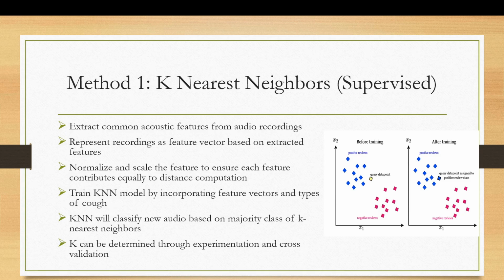in the model. As you see on the right side, the KNN model prioritizes local similarity since it only considers the k nearest neighbors. By training the KNN model, we would incorporate feature vectors and the types of cough. The model would then be able to classify new audio based on the majority class of the k nearest neighbors.